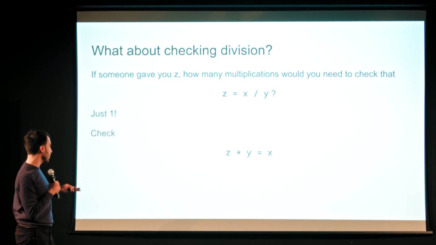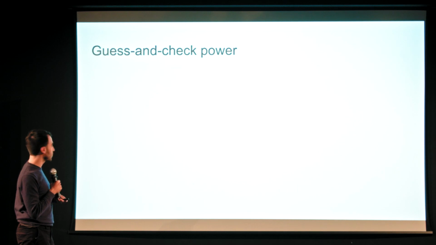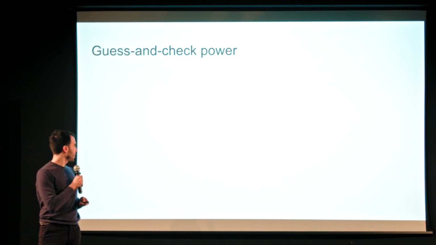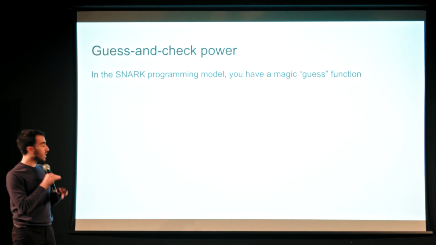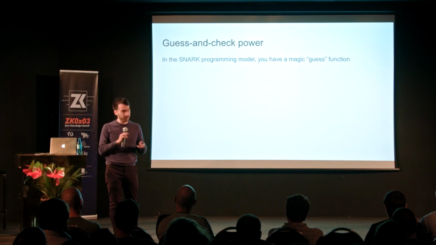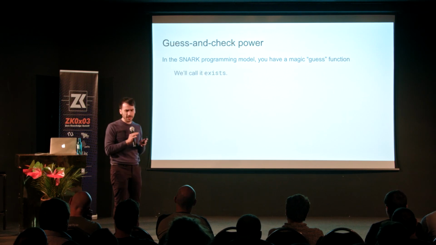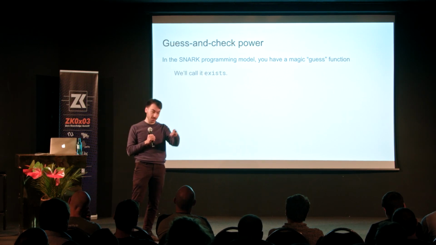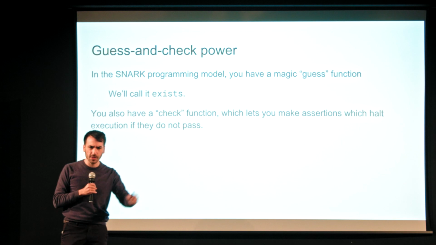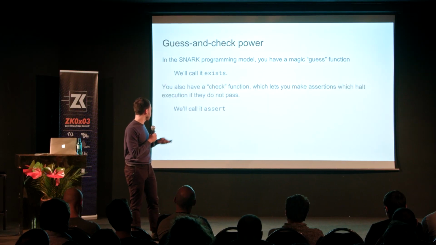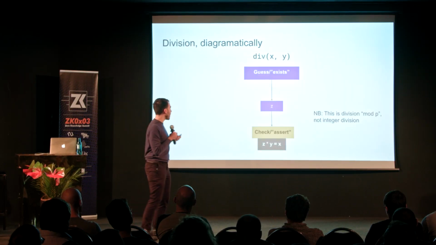So that's great because in SNARKs you have this guess and check power, which is another way of saying you can do non-deterministic choice. You have a magic guess function. It's magic. In Snarky, it's called exists because you're like, this exists. It's like guess. You also have a magic check function, which lets you make assertions, like an assertion in normal programming. It halts execution if the assertion fails. It's like throwing an exception. And I call it assert.